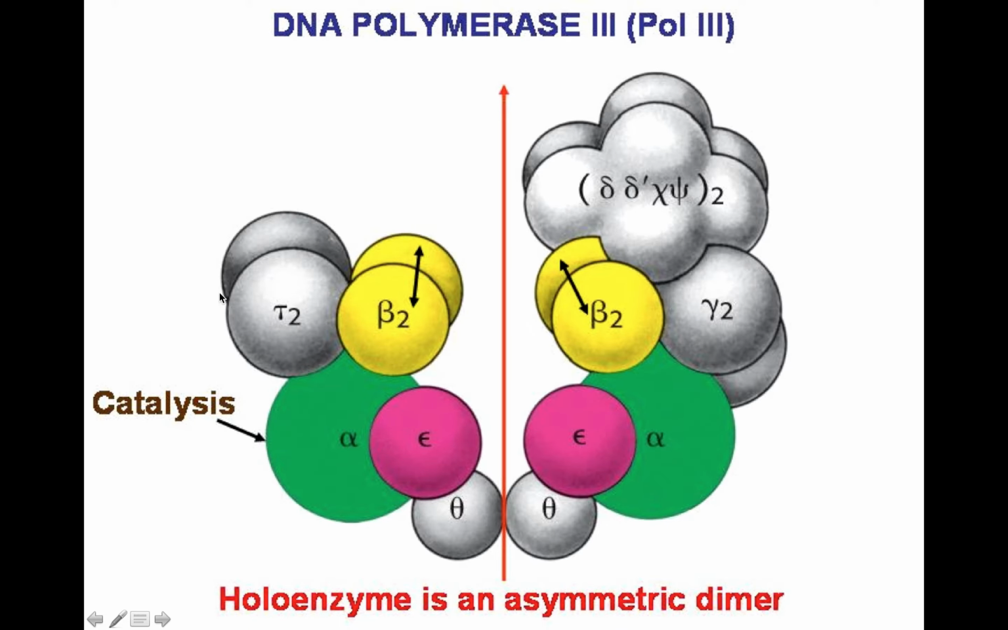This is a diagram of DNA polymerase III. The holoenzyme is an asymmetric dimer. Here's the clamp over here. The clamp loader. This is the clamp on either side. This is the clamp loader. So this is going to be very important for the DNA polymerase on the lagging strand.